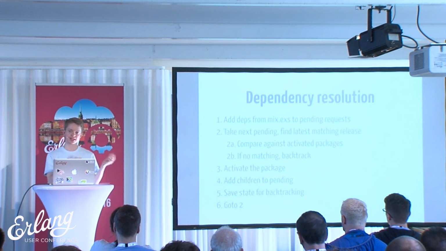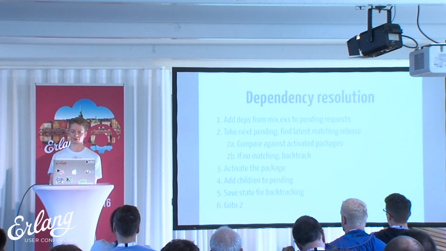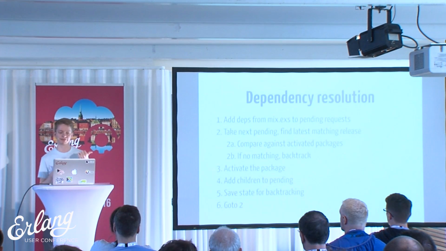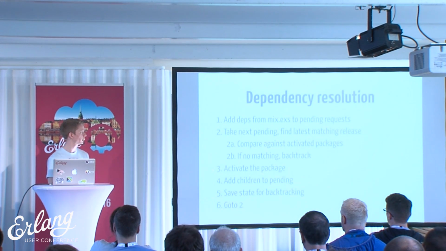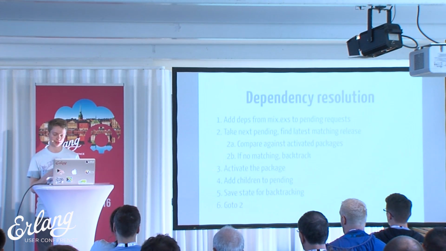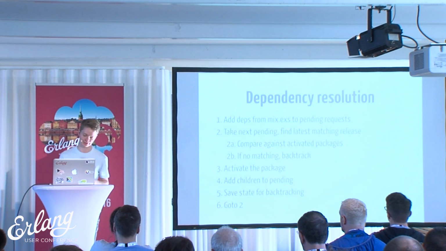So this algorithm will always find the best solution. So it's always going to find a solution if there is a solution, and it's always going to find the best solution, and that is the latest version of a package. Or there can be multiple best solutions, and then it's going to pick one of those. The problem with this is that it can have very high time complexity. With this logic, and we have some optimizations for that, but sometimes we find bugs where this will hang for longer than we want.